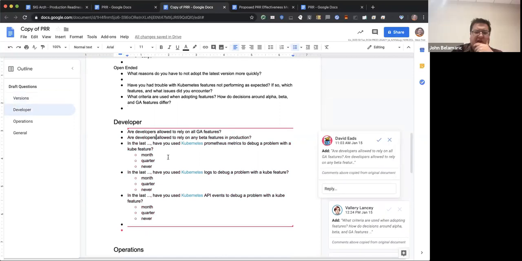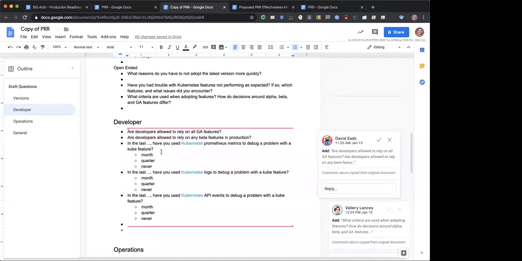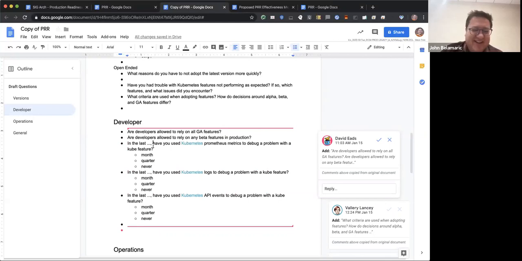Allowed to rely on GA, allowed to rely on beta features in production. We can ask if they're allowed to rely on alpha features in production, but God, I hope not. Those people are going to die out. Those people don't deserve to have input.